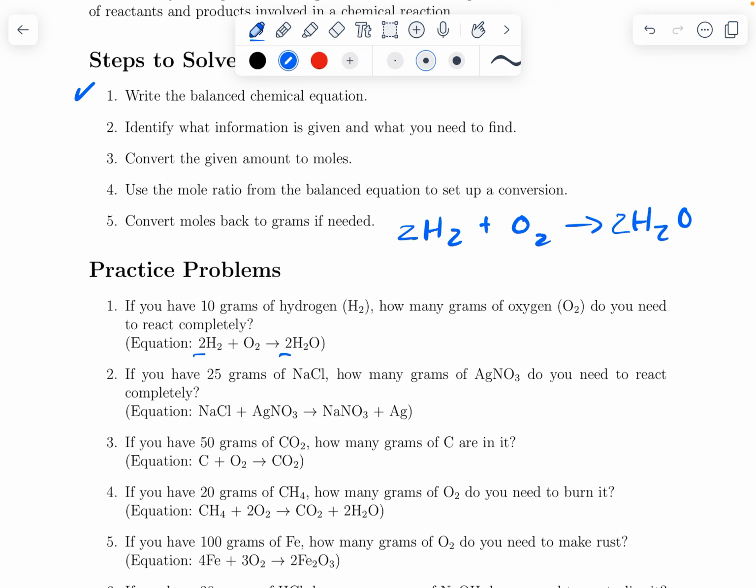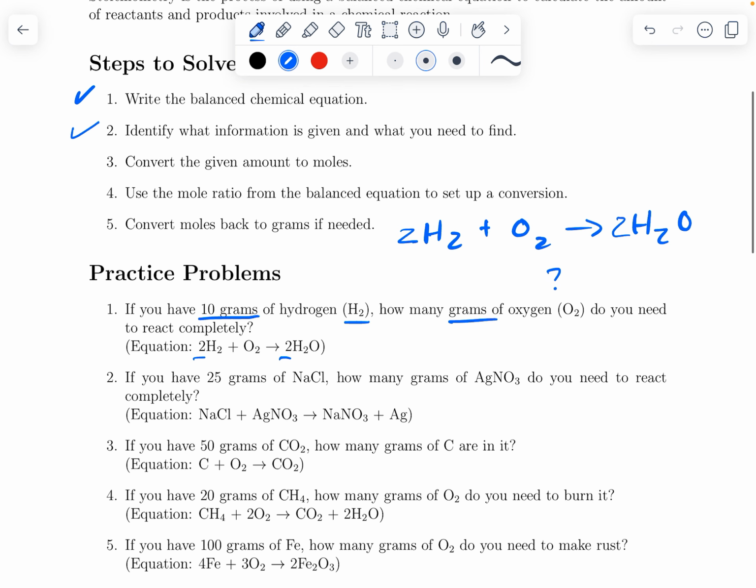So let's identify what information is given and what we need to find. We're given 10 grams of hydrogen 2, and it's asking how many grams of oxygen. If we read this, it says if you have 10 grams of hydrogen 2, how many grams of oxygen do you need to react completely? So we need to convert what we know into this.